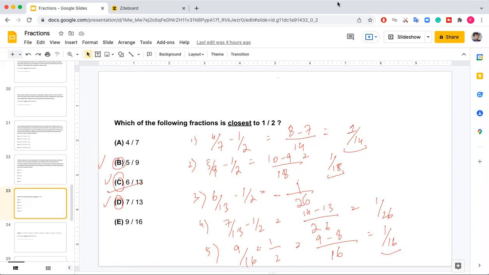C is not smaller than D. They are equidistant. We are just talking about distance, and distance is never negative. You can also do it this way: 1/2 minus 6/13. This is also over 26, so 13 minus 12 is equal to 1/26, right?